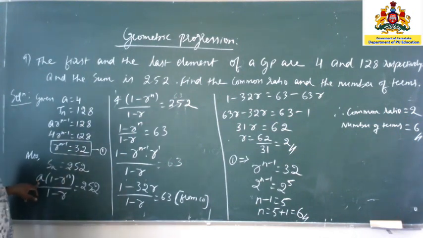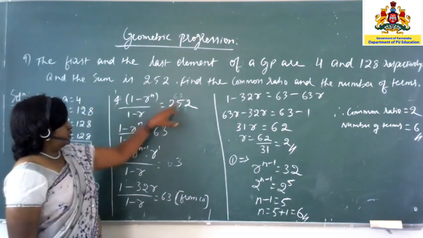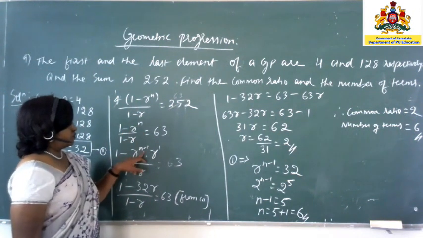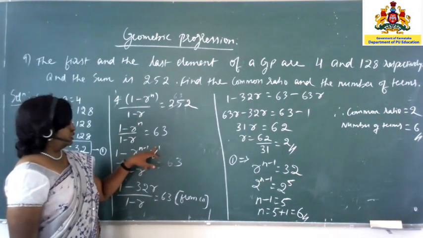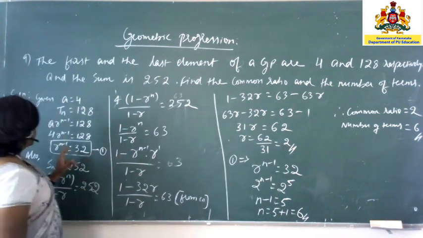So the formula is a into 1 minus r to the power of n by 1 minus r is equal to 252. Then substitute a is equal to 4. So 4 into 63. Then r to the power of n, write it as r to the power of n minus 1 into r. That doesn't change anything, okay? So r to the power of n minus 1 is 32.